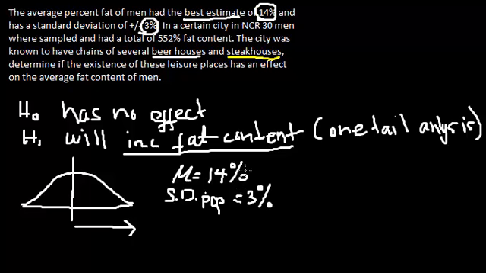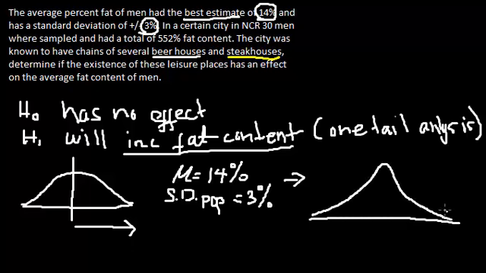Remember that we cannot use these values directly because we're not sure whether the distribution of the population is a standard distribution. So what we do is we change these values into sampling distribution values. Now, good thing for us, in the sampling distribution the mean is the same as the mean of the population. So let's just write it down, 14%.